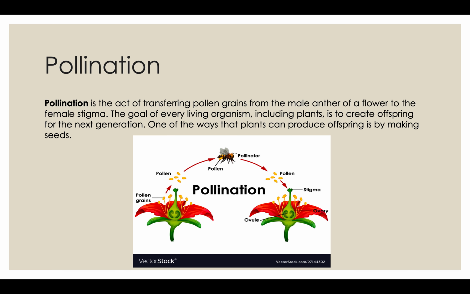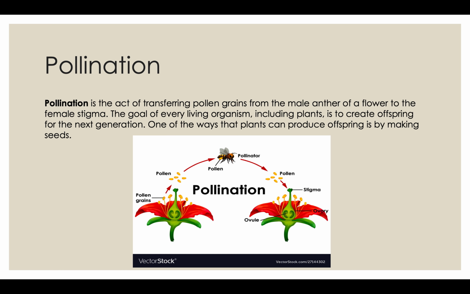Now, pollination. Pollination is a very important process that you need to know. It is the act of transferring pollen grains from the male anther of a flower to the female stigma. So it is when pollen is taken from the stamen to the stigma. Okay? The goal of every living organism, including plants, is to create offspring for the next generation. Let me translate it because obviously it might be hard to understand. This means that the purpose of pollination is to make more flowers, okay? To make baby flowers. And to do that, you need to take pollen from the stamen to the stigma, okay?